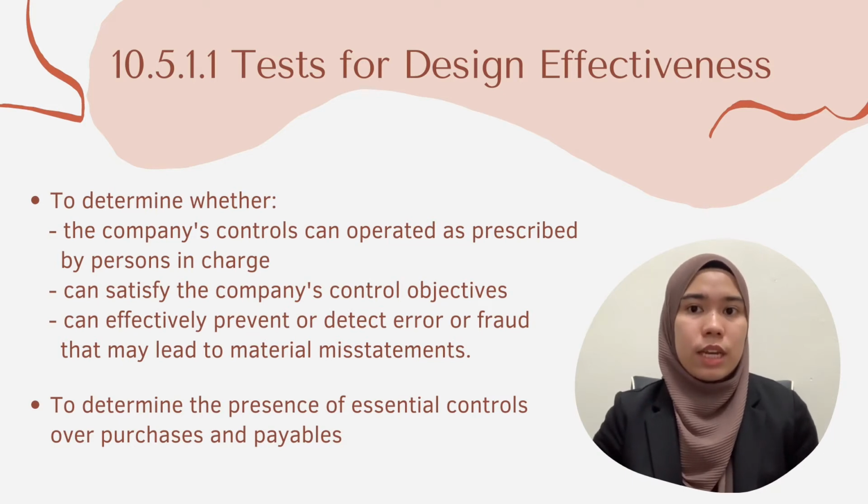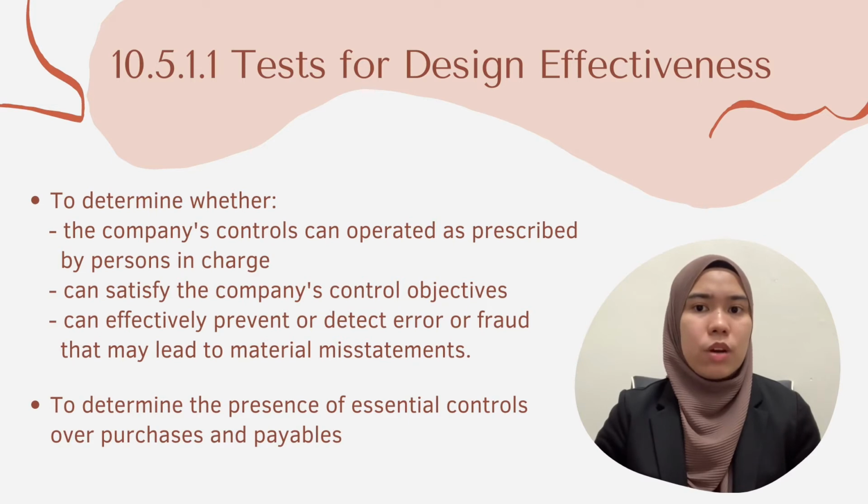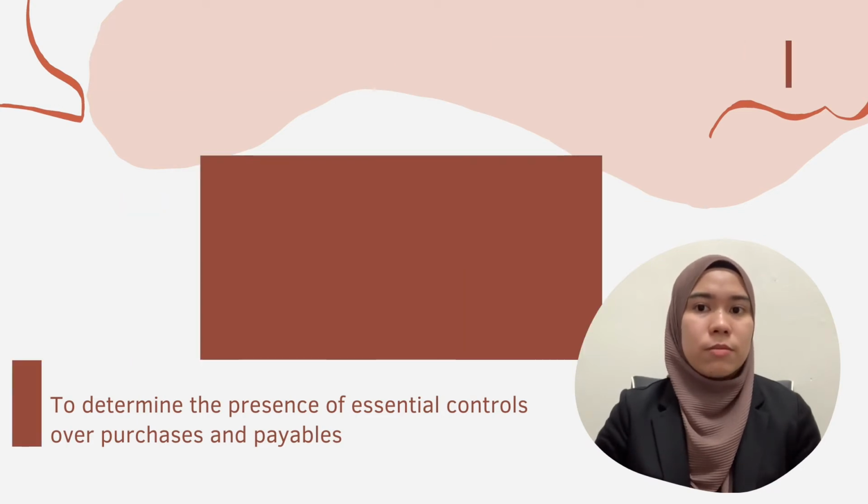Auditors use their understanding of the information system and the internal control system specific to the client to determine the essential controls over purchases and payables. But first, before that, auditors need to understand the functions within the purchase cycle in order to determine the necessary controls and potential misstatements. The table summarizes some of the functions, necessary controls, and potential misstatements.